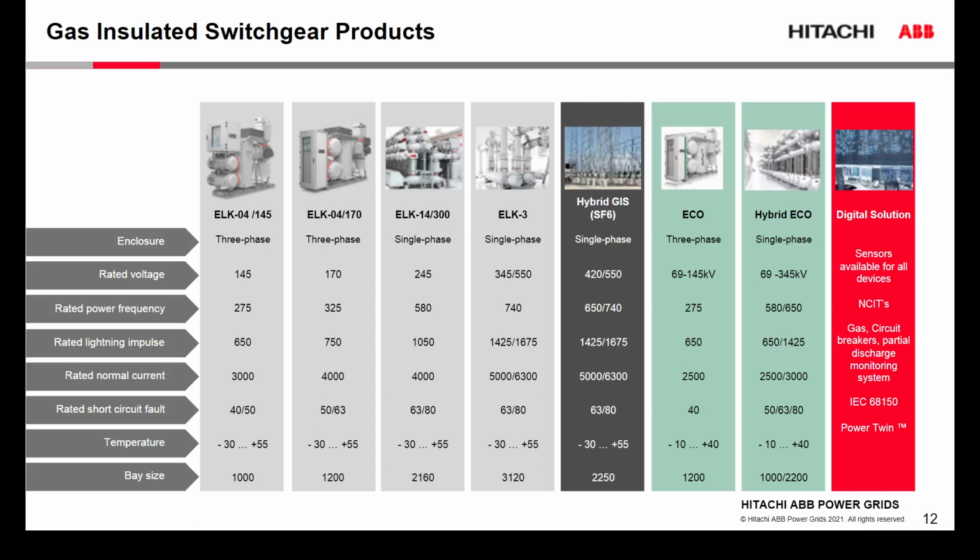The technology is available up to 138 kV, 40 kA, and 2,500 amps. Hybrid Eco GIS is actually available up to 345 kV, 3,000 amps, and in the ratings 50, 63, and 80 kA. And last but not least, that nice red part, we have the digital solutions that are technologies in today's world. There are NCITs, and that stands for non-conventional instrument transformers, which are used.